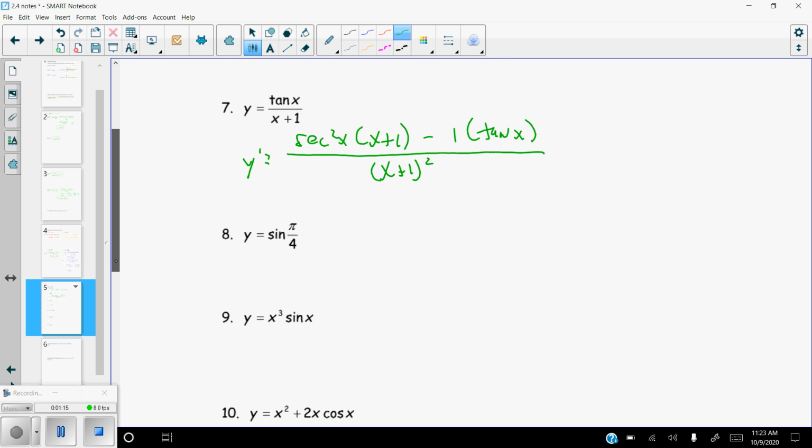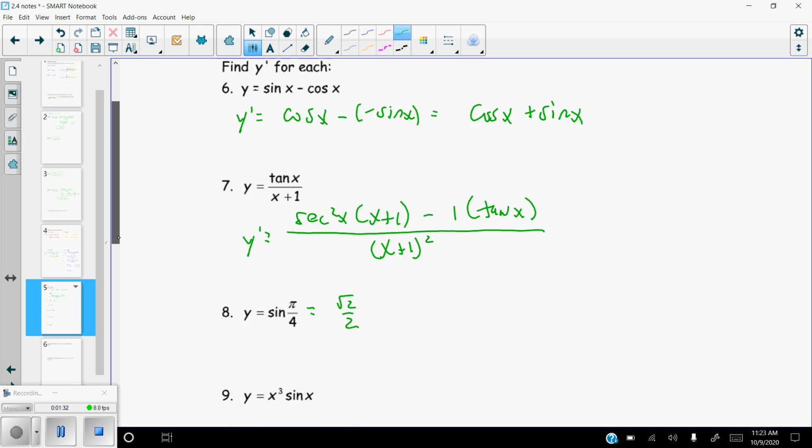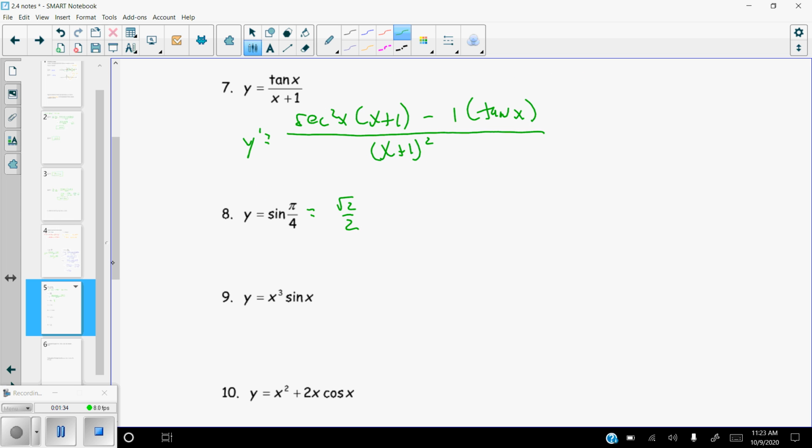Okay, and number 8, we want to take the derivative of y equals sine of pi fourths. Be careful, pi is not a variable. Sine of pi fourths is actually just the square root of 2 over 2. If I want to take the derivative of the square root of 2 over 2, that is a constant. So y prime is 0. Be careful on that. Again, when you see pi or e, those are not variables, they are numbers.